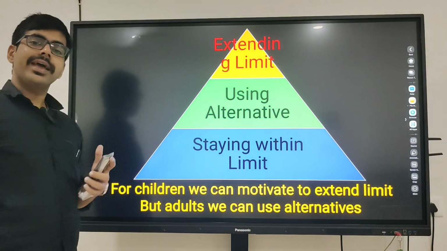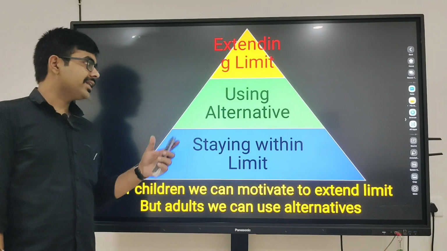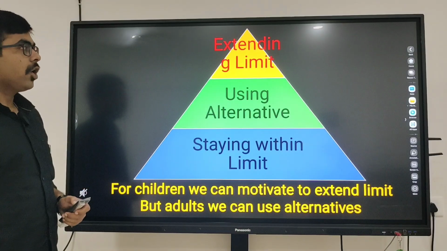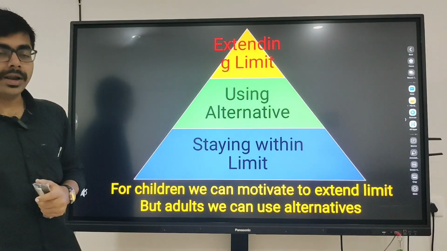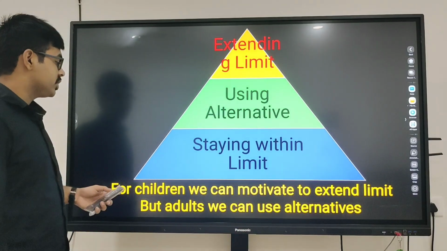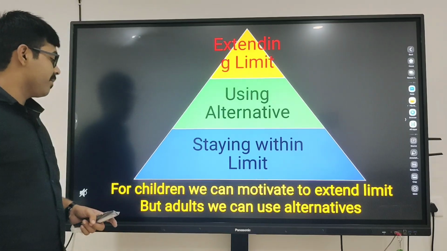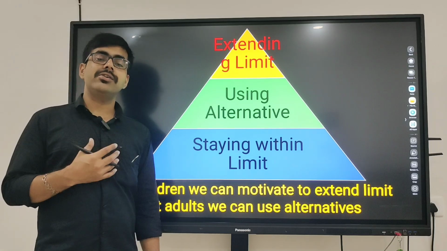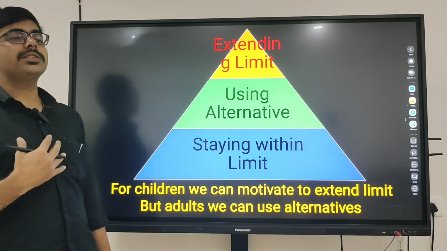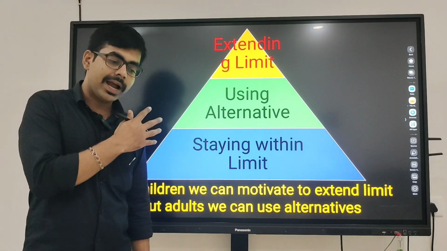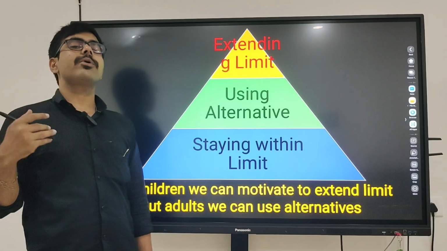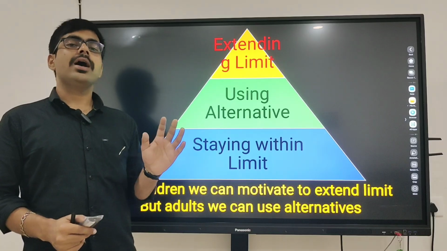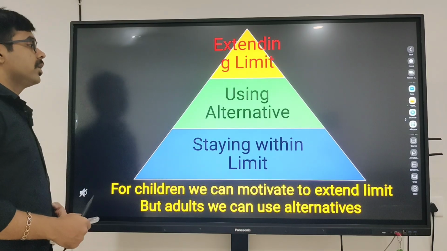Next, whenever we are starting therapy, we have to understand these three things: staying within the limit, using alternatives, and extending our limit. First we have to grab their attention. For children we can motivate them to extend the limit, but for adults we can use alternatives. For children, neuroplasticity will be very good, because the child is in a developmental phase. So we always have to extend the limit, but first, whenever we start therapy, we have to stay within their limit, then we can motivate the child to do other things.